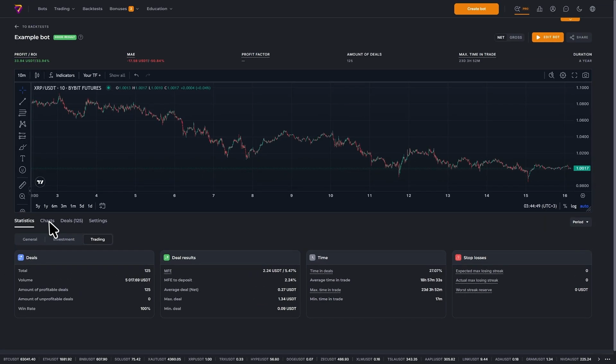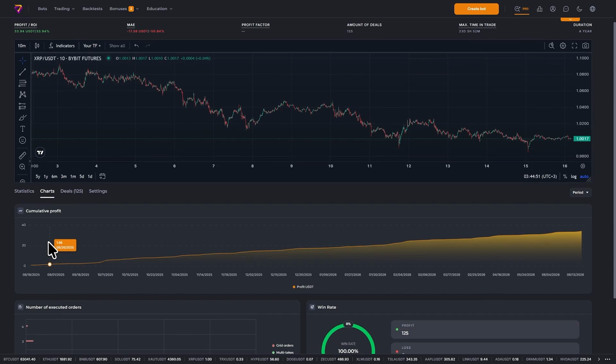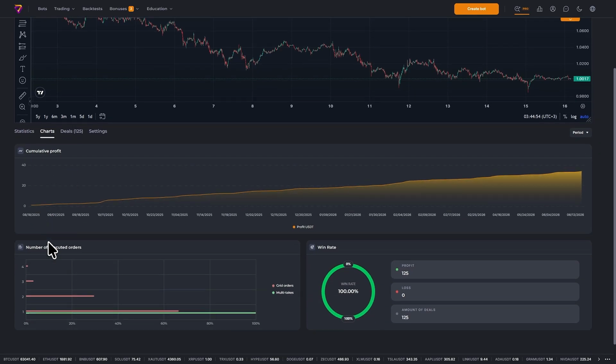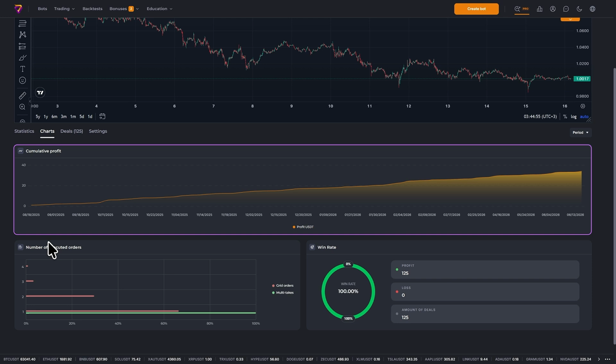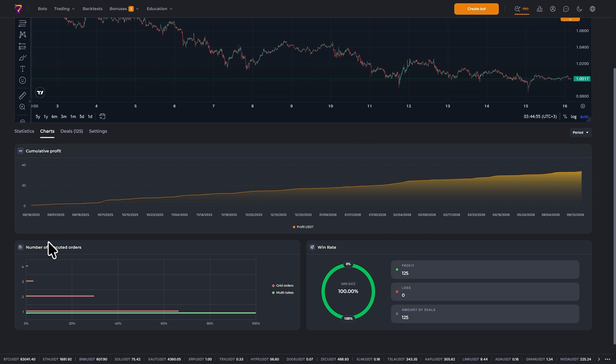Moving on to the visual representations in the Charts tab, you can quickly see when the strategy is making money and when it's bleeding. Cumulative profit is the accumulated strategy result over time. Just look at the shape of the line. If it goes up more or less smoothly, the strategy is stable. Sharp drops followed by a long, flat recovery are a major red flag.